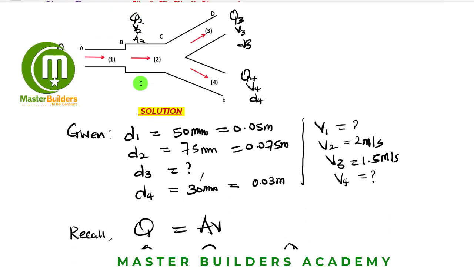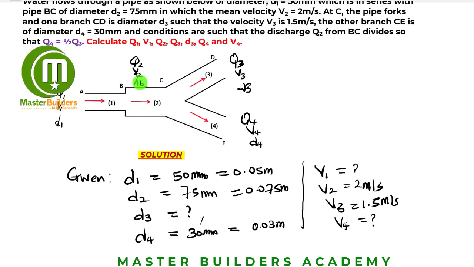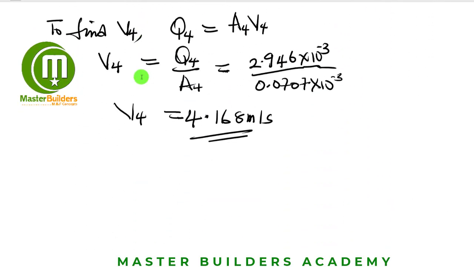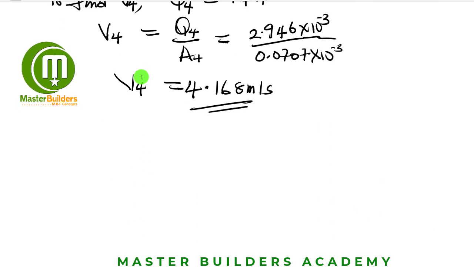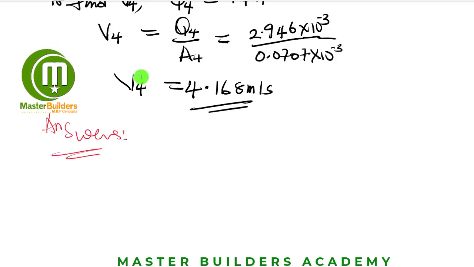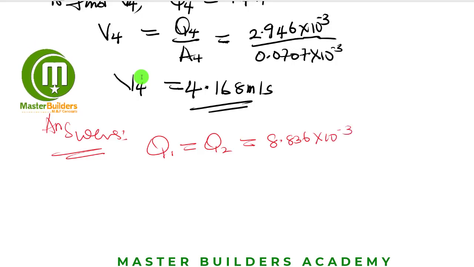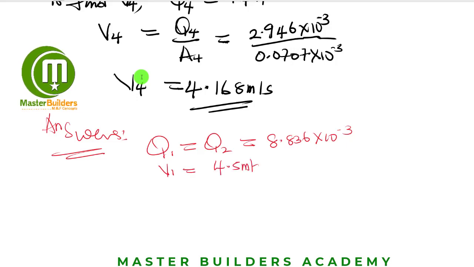But one of the things we need to do now is that for this particular question, we need to list out all the given parameters, all the calculated parameters. Okay, so we started by calculating for Q1, and then after calculating for Q1, we calculated for Q2 just like that. So we'll now say the answer in summary: Q1 is equal to Q2, and then both were equal to 8.836 times 10 to the power of -3. Then we have V1 to be 4.5 meter per second.